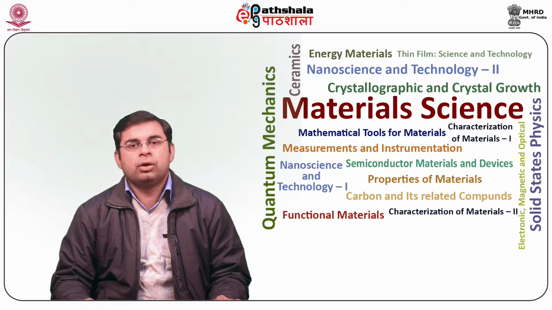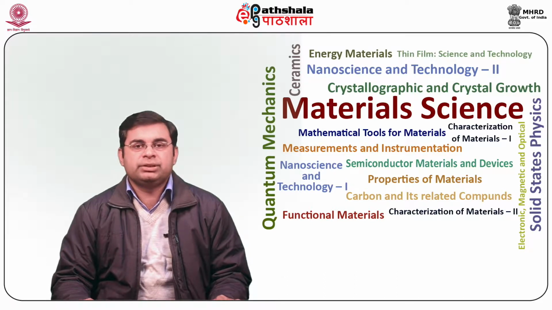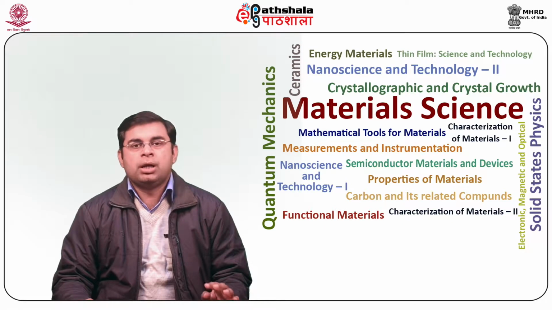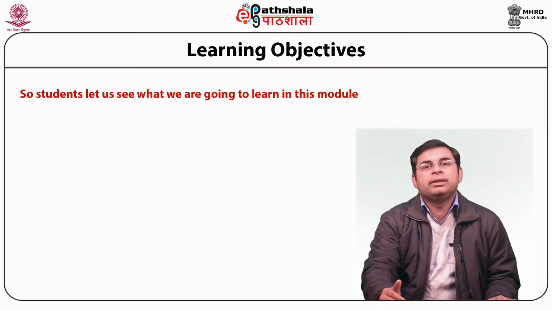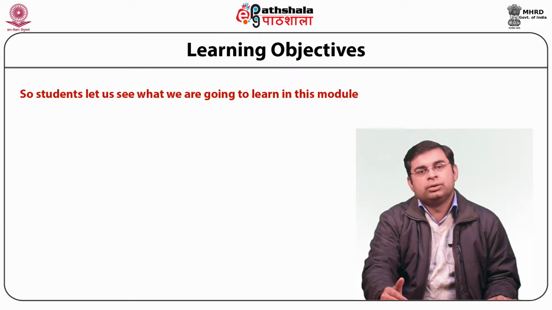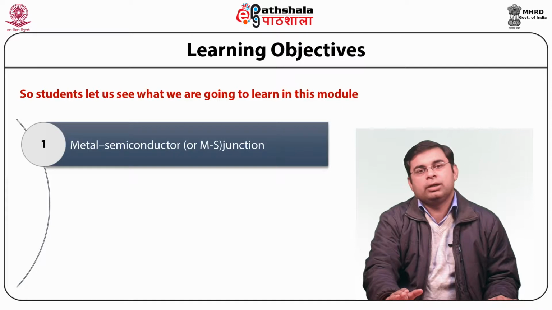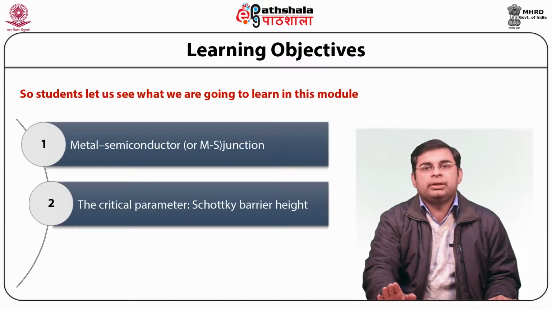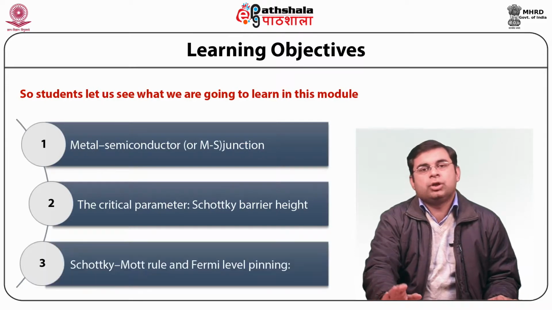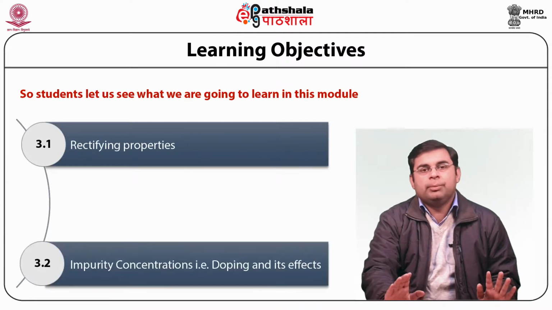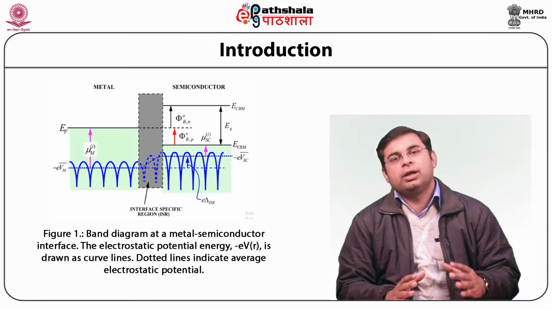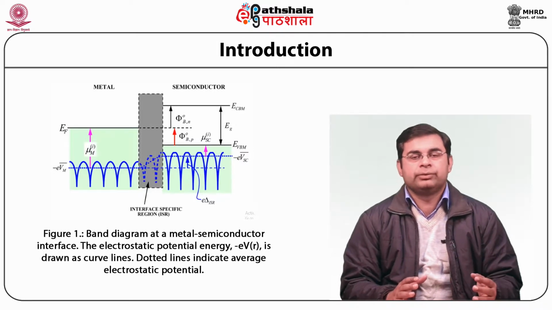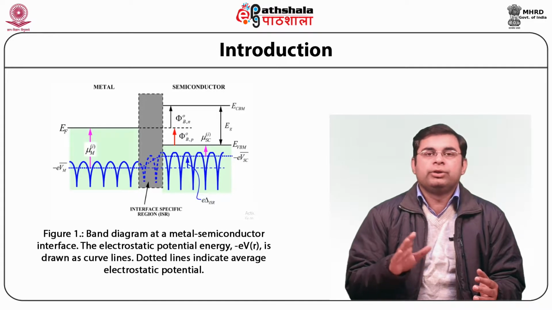Today we are going to talk on the module Schottky barrier capacitance, impurity concentration under the paper Characterization of Materials Part 1. After completing this module, a student will be able to understand the following topics: metal semiconductor or MS junction, the critical parameters Schottky barrier height, Schottky-Mott rule and Fermi level pinning, rectifying properties, impurity concentrations, that is doping, and its effects.